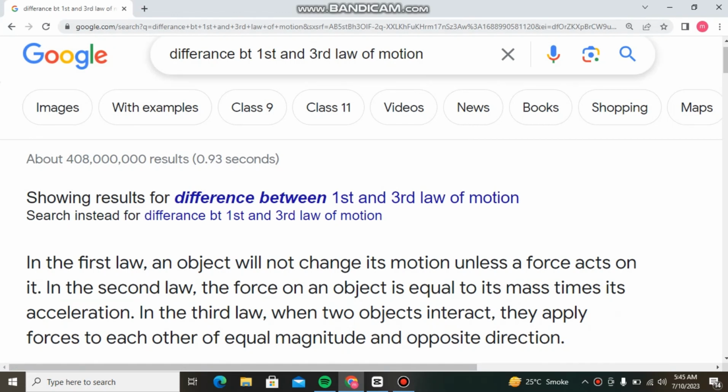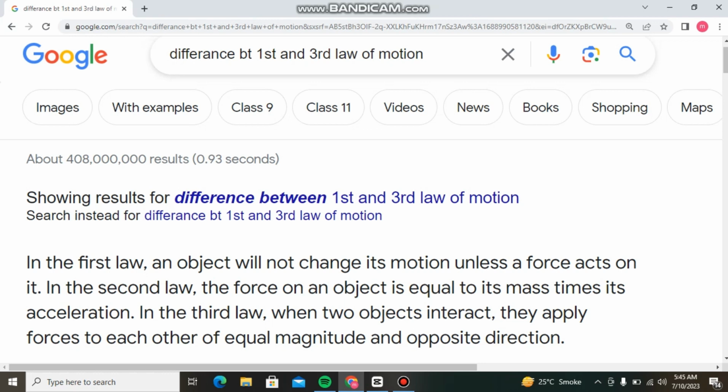Hello everyone. In this video we will discuss the difference between the first and third law of motion. In the first law, an object will not change its motion unless a force acts on it. In the second law, force on an object is equal to its mass times its acceleration.